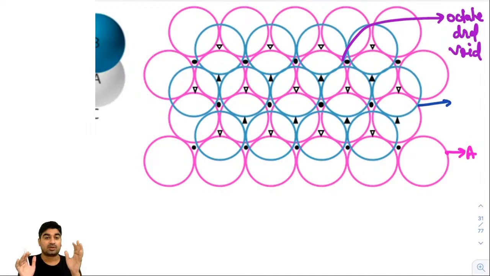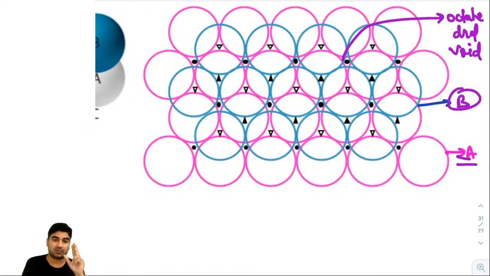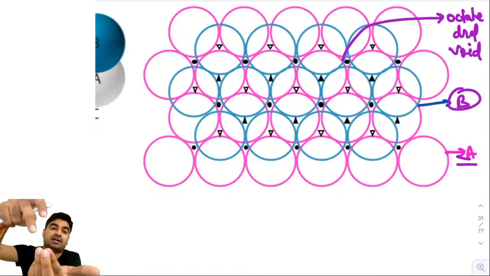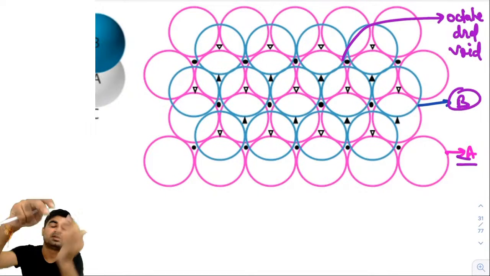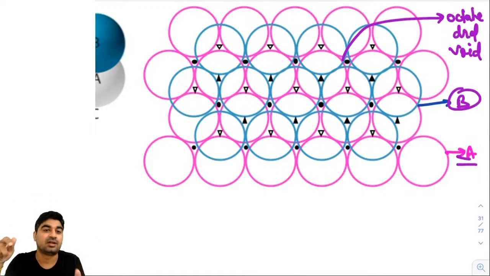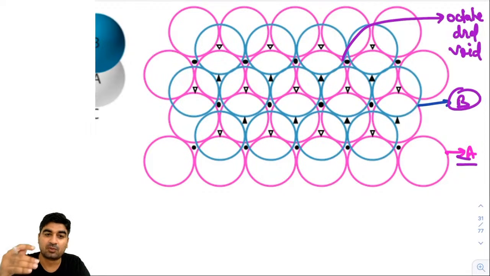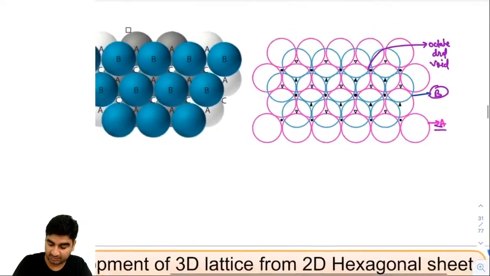Yes. So when you are making AB type layering style, guys, you will be getting two types of void. One is called tetrahedral, and that tetrahedral is surrounded by four atoms. And one is called octahedral, and octahedral is surrounded by six atoms. Right? Tetrahedral is surrounded by four atoms, and octahedral is surrounded by six atoms. I hope now you are getting it.